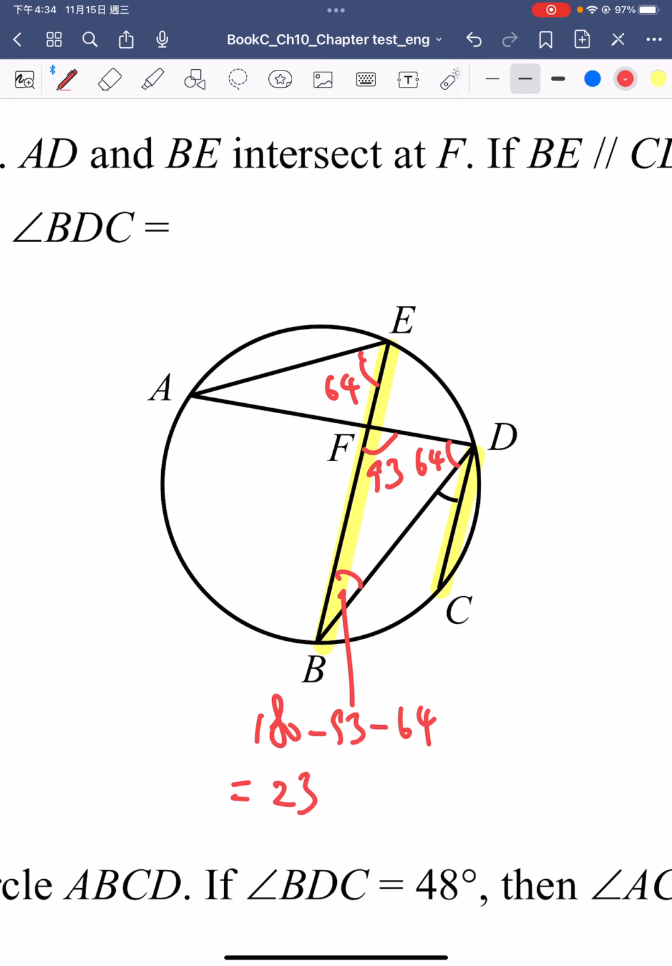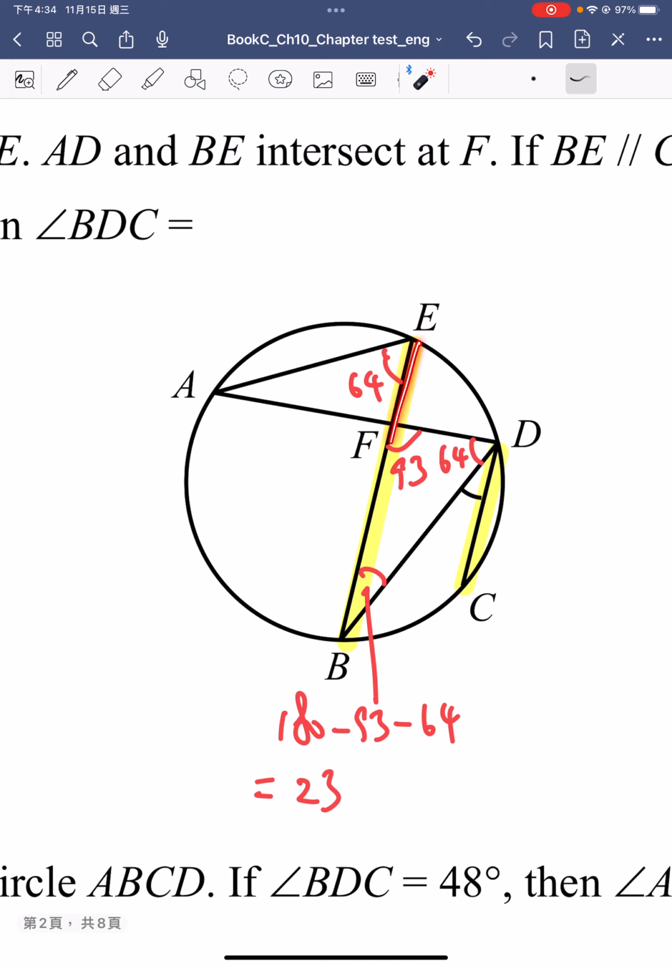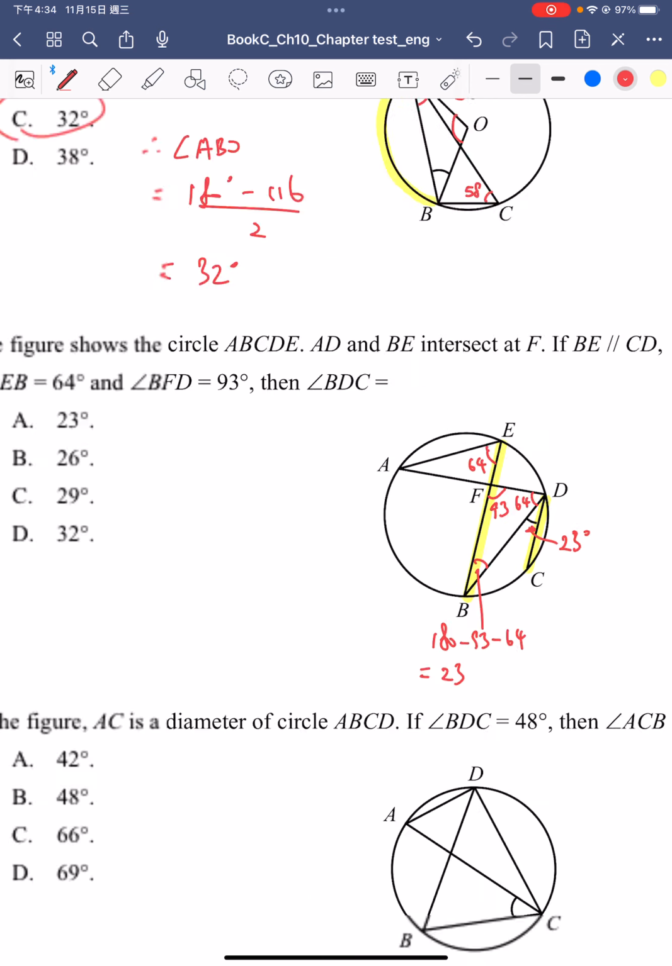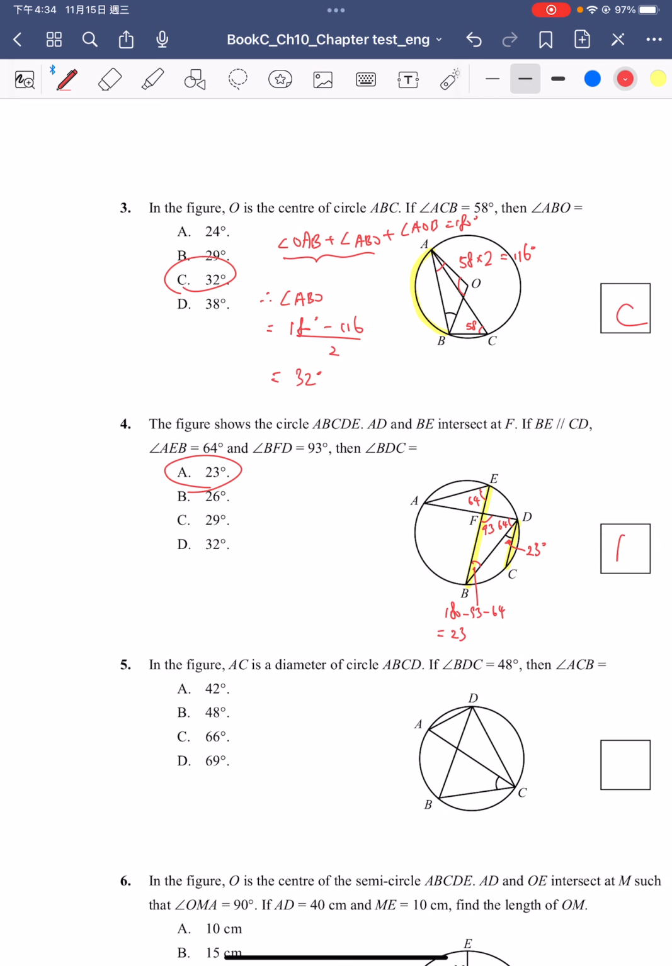23 degrees. And as you can see, these two lines are parallel, which means that this angle and the required angle are the same by using the alternate angle. So we can say that the required angle is equal to 23 degrees as well. So the answer should be A.